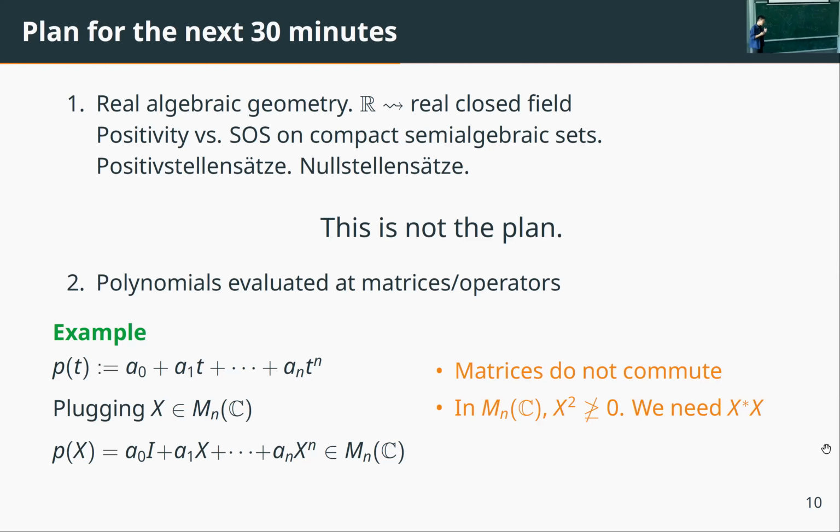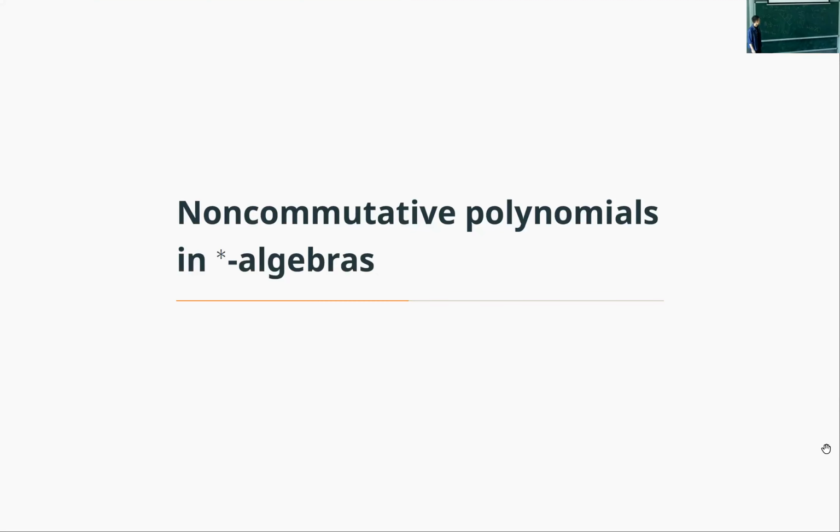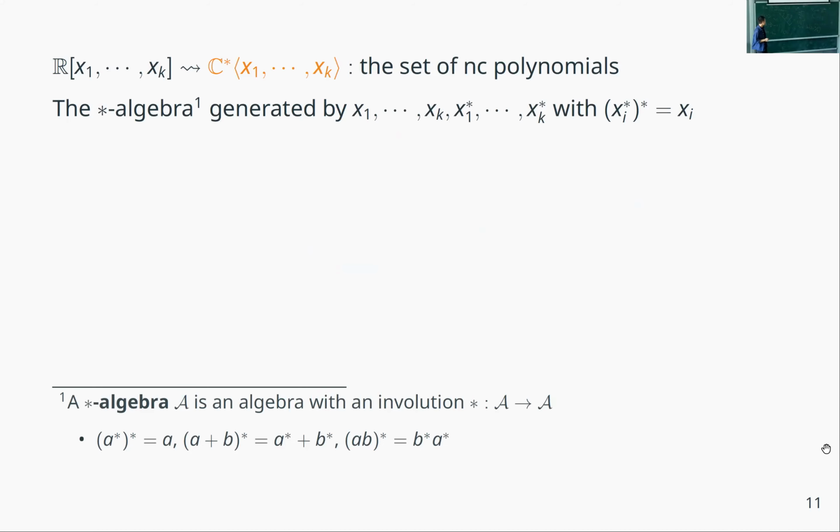For a complex matrix, x squared may not be a positive semi-definite matrix, so we need this star operation. X star x is positive. Here star is the conjugate transpose of the matrices. So this leads us to study non-commutative polynomials in star algebras. The analog of the polynomial ring in this setting is the free algebra, the set of non-commutative polynomials.